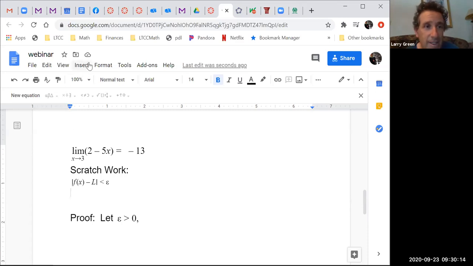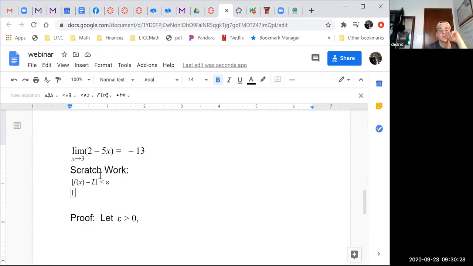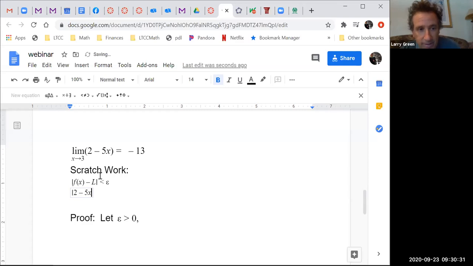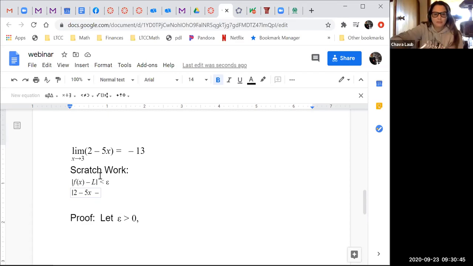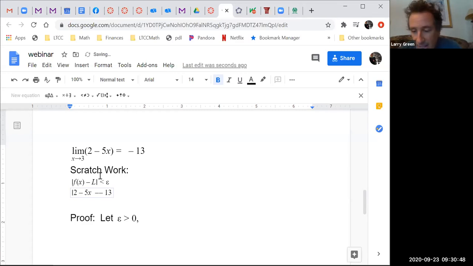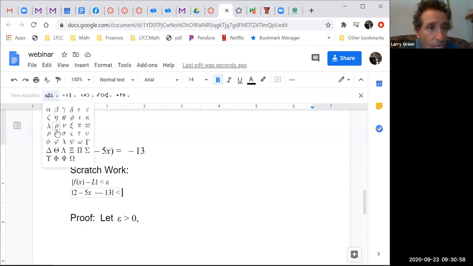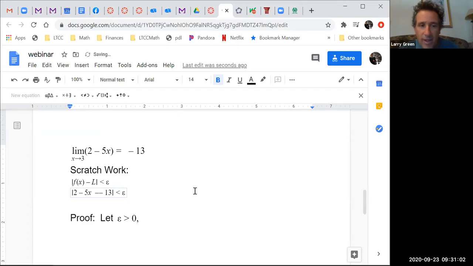So now we can write down what these things are. Well, we have the absolute value. What's f of x? 2 minus 5x. Good. And then minus L. What's L? Negative 13. Good. Negative 13. And the absolute value. And we need that to be less than epsilon. Any questions so far?